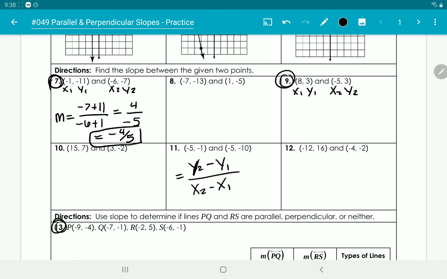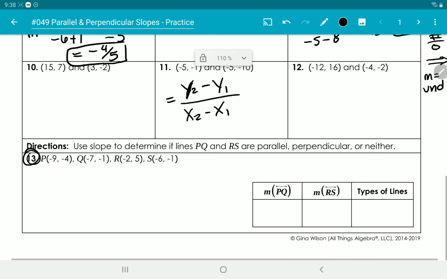Okay, now again, we're going to use this formula. y2 minus y1. y2 is 3 minus y1 is 3 divided by x2 minus x1. x2 is negative 5 minus x1 is 8. If we simplify this, we get 0 divided by negative 13. And 0 divided by anything is going to give us 0. So the slope here is 0. If for any reason you end up with something divided by 0, so some number divided by 0, remember that means that the slope is undefined. So I'm just going to put UND.